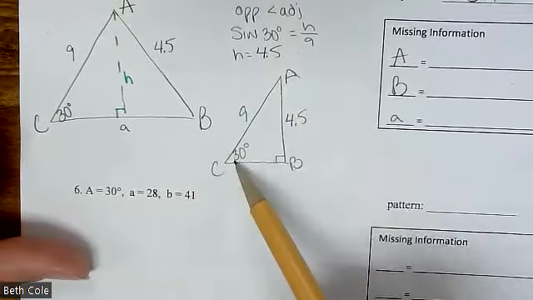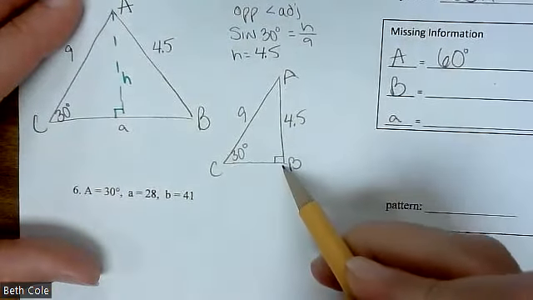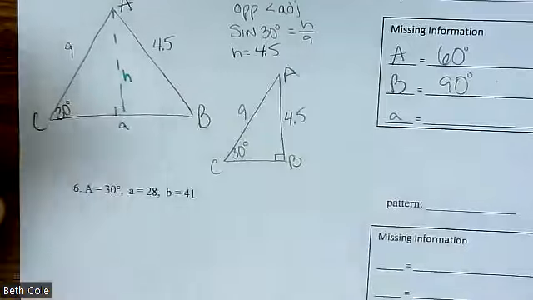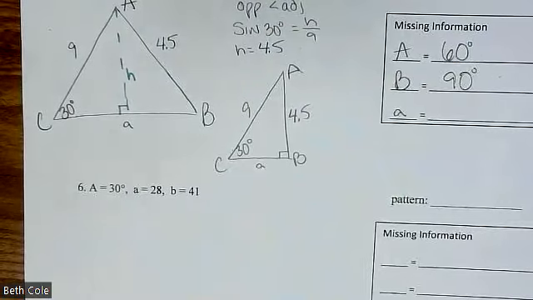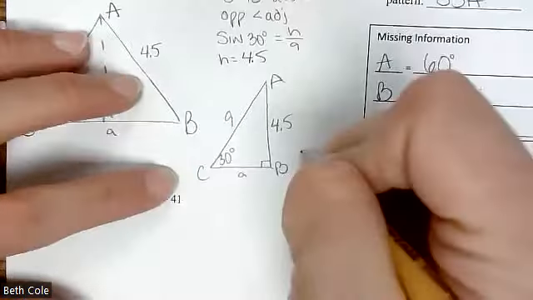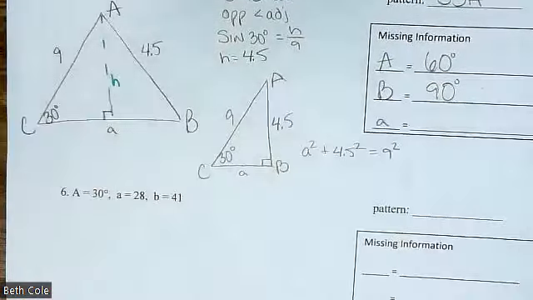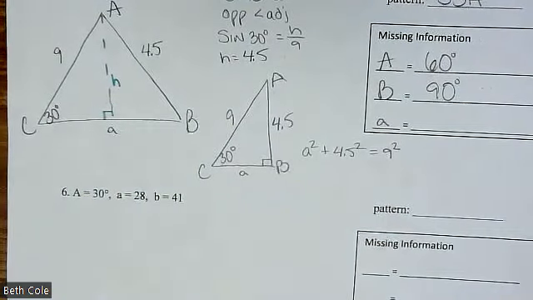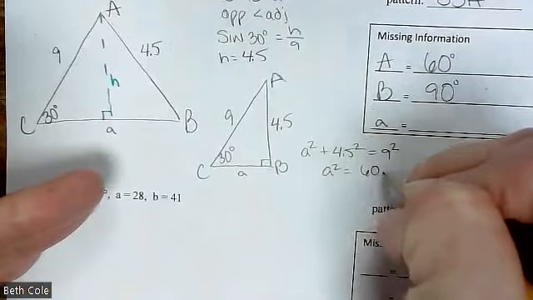What's A going to be? This is 30, so that's 60. And B is 90. And then how could we find little a? At that point, you have a lot of options because you have Pythagorean theorem and you have your sine, cosine, tangent. What would you do? I'll work it out however you would choose to do it. Would you do the Pythagorean theorem? All right, you would have a squared plus 4.5 squared equals 9 squared. I'm going to just use my calculator for that one. I got a squared equals 60.75.